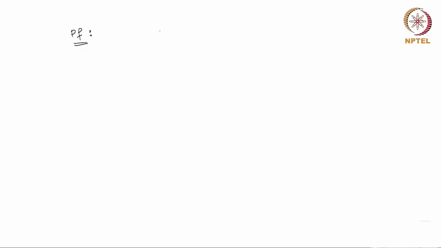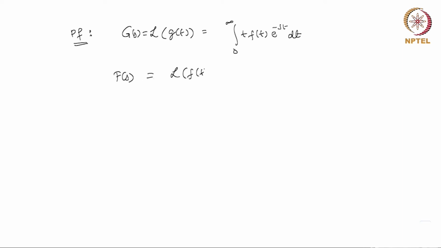So remember that our Laplace transform, capital G(s), which is the Laplace transform of g(t) = t f(t), is given by the integral from 0 to infinity of t f(t) e^(-st) dt. Now we have that capital F(s), which is the Laplace transform of f(t), is by definition the integral from 0 to infinity of f(t) e^(-st) dt.